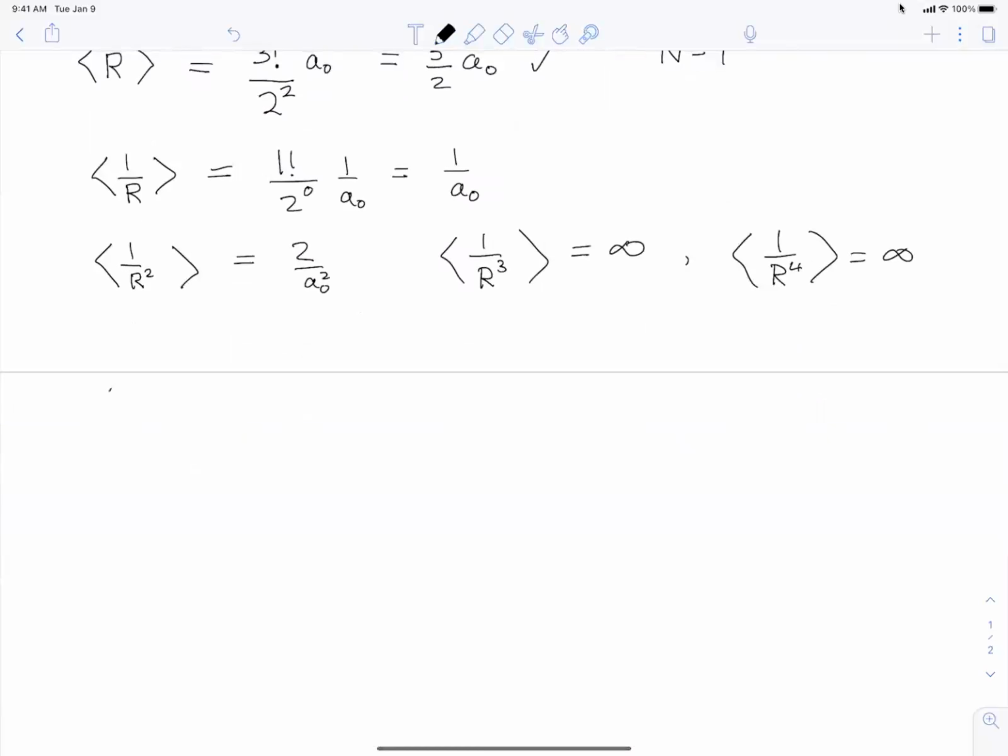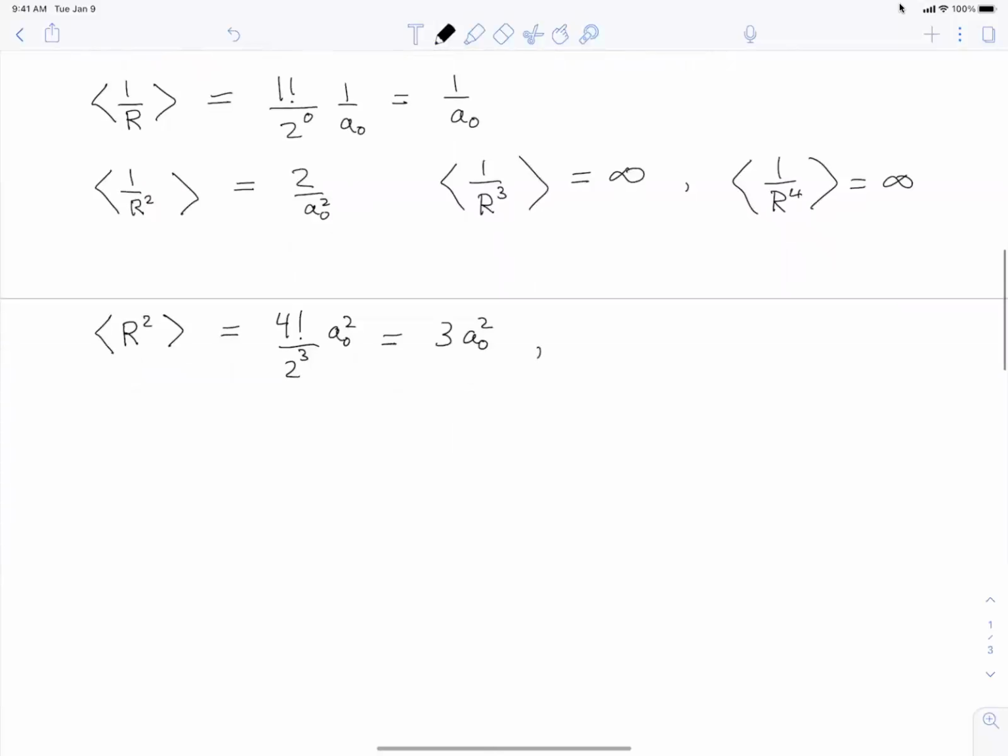We can also do positive powers. So if we take the expectation value of r squared, that's, according to our formula, 4 factorial over 2 cubed times the Bohr radius squared, or 3 times the Bohr radius squared. And then similarly, the expectation value of r cubed is 15/4 Bohr radius cubed. And the expectation value of r to the 4th is 45/4 Bohr radius to the 4th, etc.